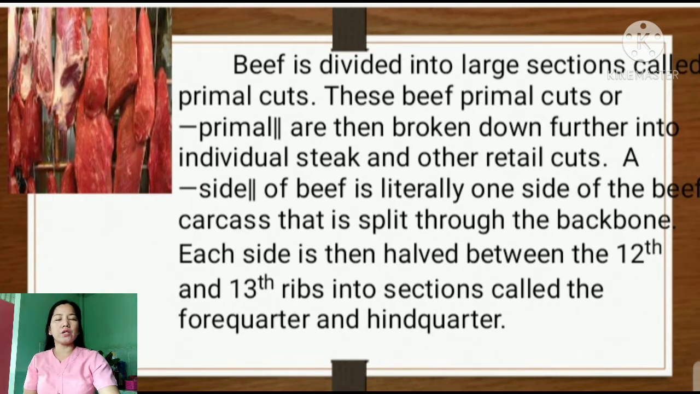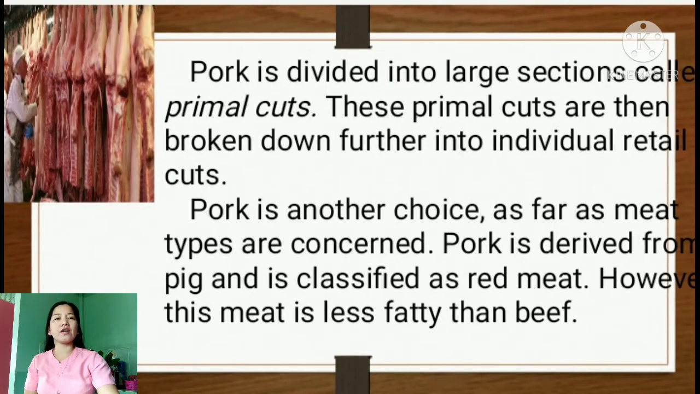hindquarter. Pork. Okay, another example of meat is pork, karneng baboy. It is divided into large sections called primal cuts. So, the large section of meat is called primal cuts. These primal cuts are then divided or broken down further into individual retail cuts. Pork is another choice as far as meat types are concerned. Pork is derived from pig and is classified as red meat. However, this meat is less fatty than beef. So, pork is less fatty than beef.